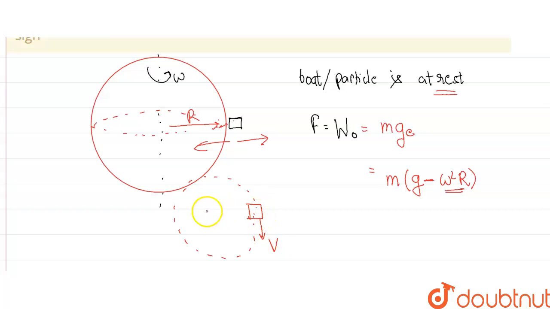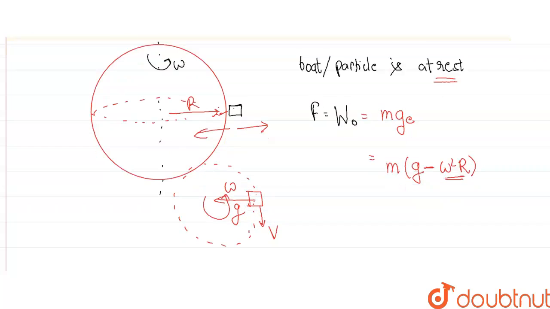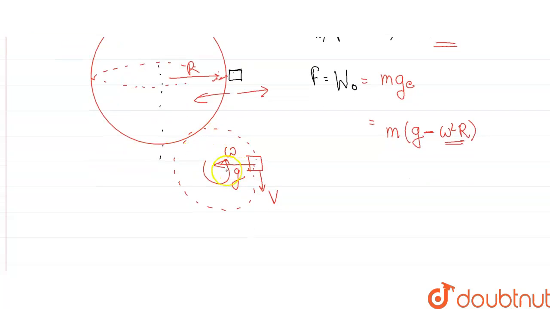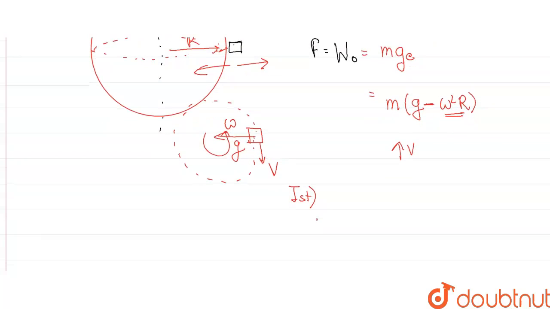Omega was already revolving in this direction, v is this, and gravity g was acting in the radial direction. Now see, I have taken v in this direction, a similar case can be v in the opposite direction. So the first case is when v is in this direction, and the second case is when v is in the other direction.